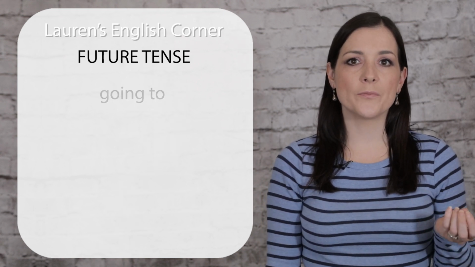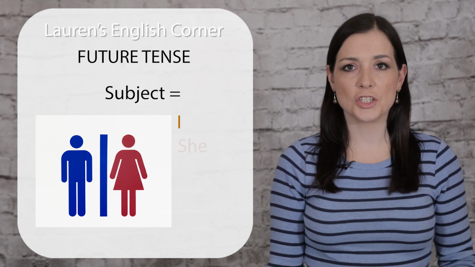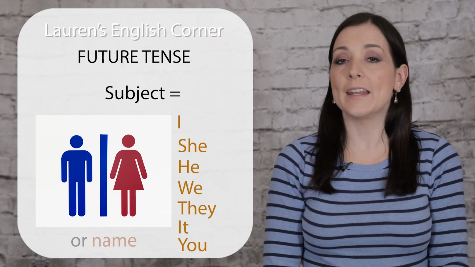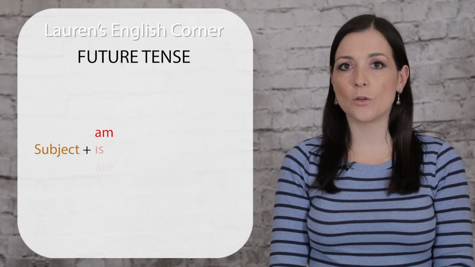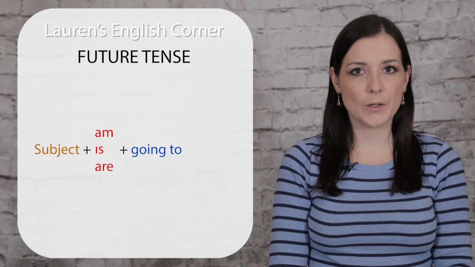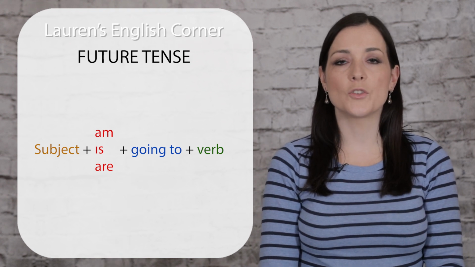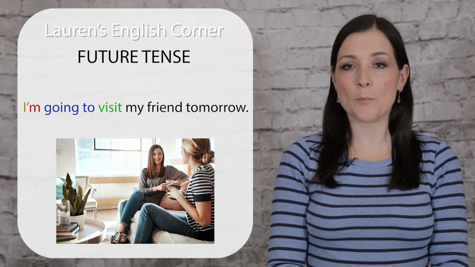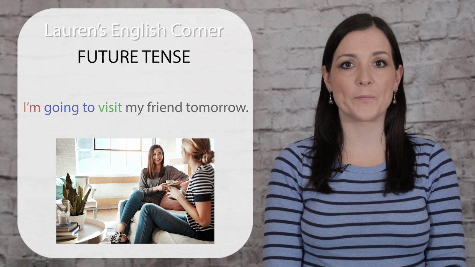You start with subject, for example, I, she, he, we, they, or a name, plus am, is, or are, plus going to, and then plus the verb in the infinitive, the doing word. For example, I'm going to visit my friend tomorrow.